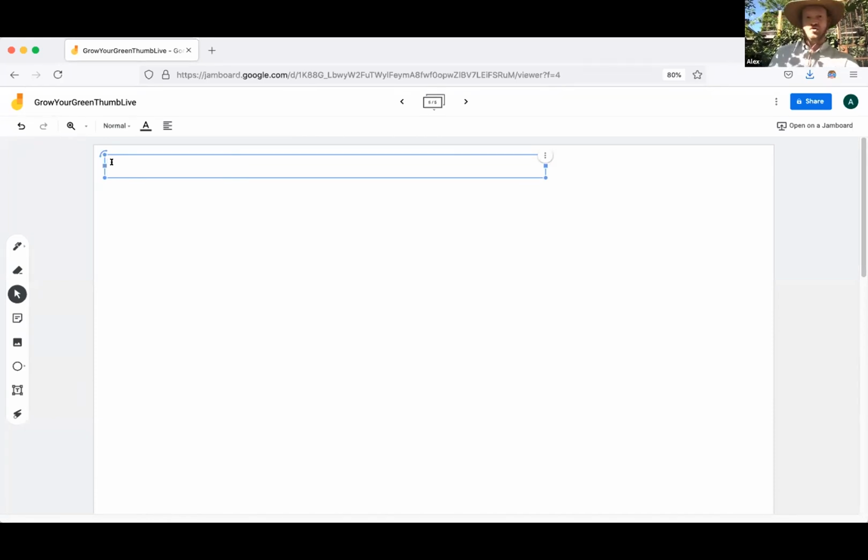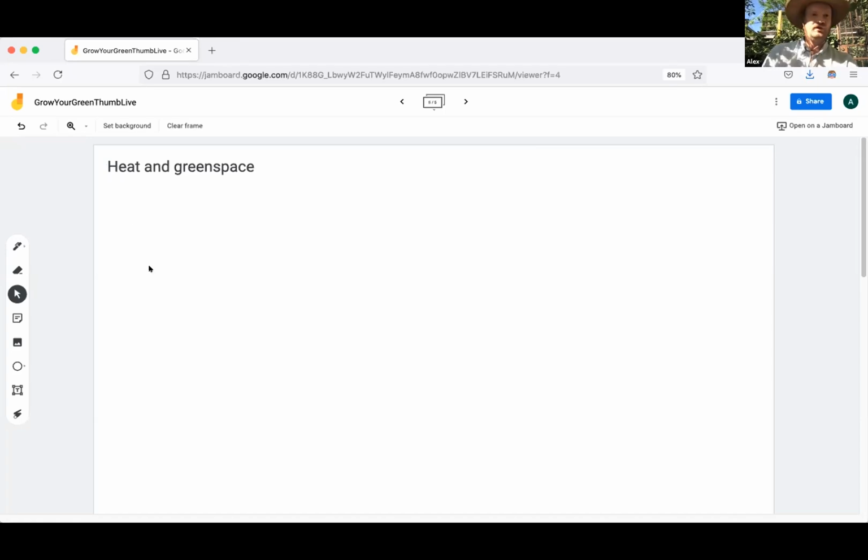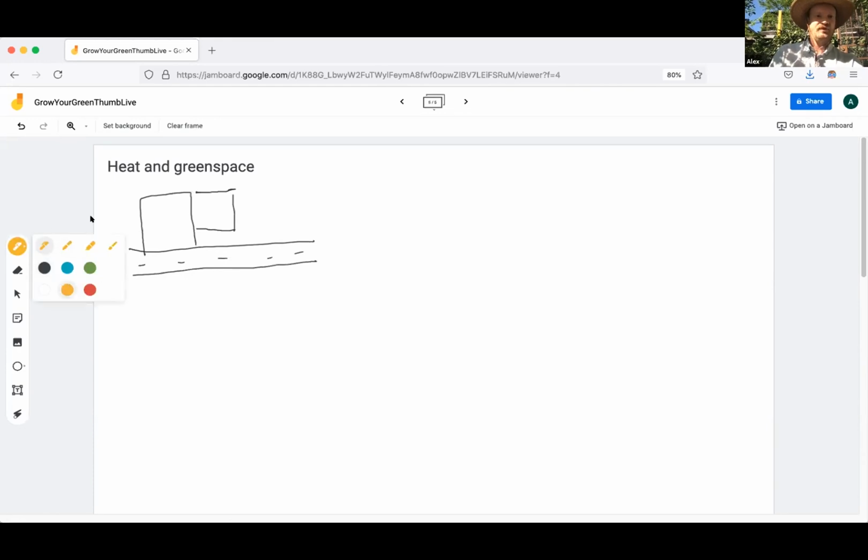Okay, so next I'd like to talk about heat and green space. And so we'll draw a little cityscape here. So, whoops, imagine we have a road. And along the road we have a building. And maybe we have another building off in the background. So we have sort of two buildings here, and we can imagine sunlight coming down.